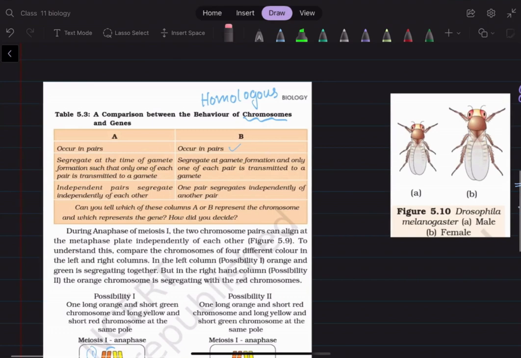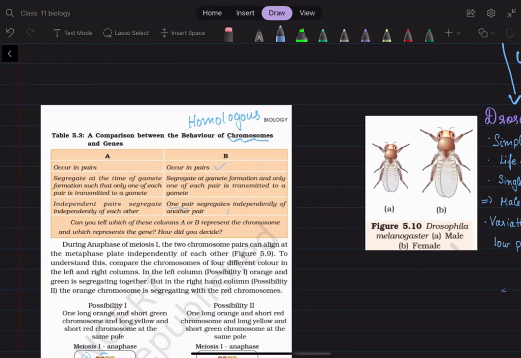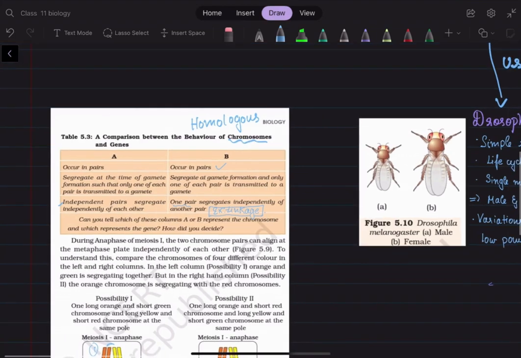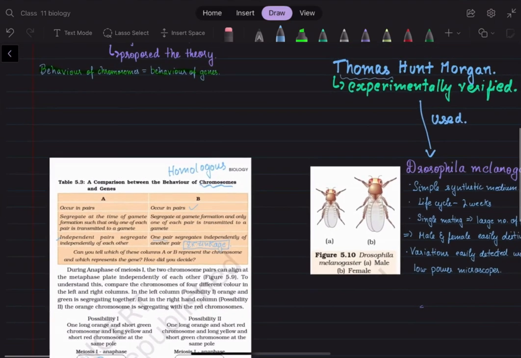So here you see there is a difference in points. Here we saw that independent pairs segregate independently of each other, one pair separates independently of another pair. But for genes we don't call the pair completely independent because there's an exception of linkage. There's something called linkage, which is an exception, and hence we don't call it independent completely, like how we call it in the case of chromosomes. Okay, so we'll learn about this in the next video. So these were the points of similarity that they had seen.